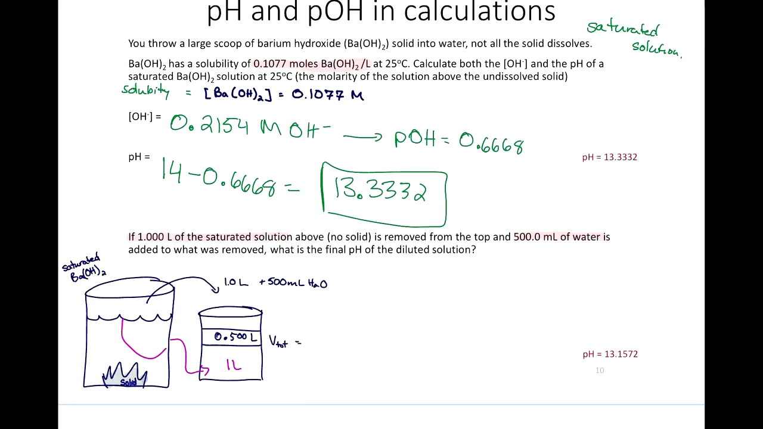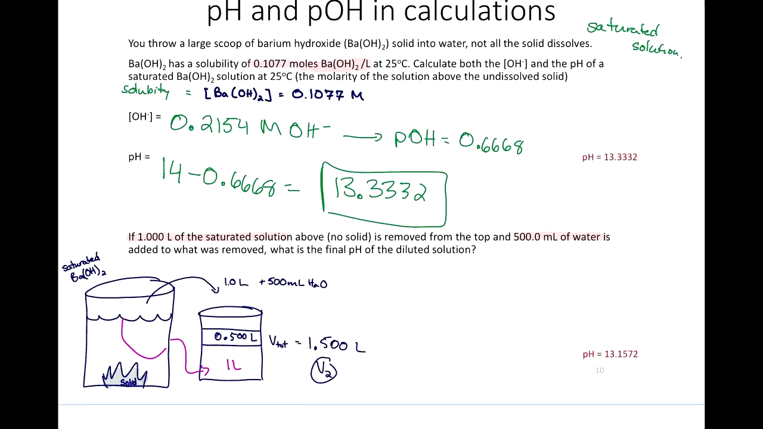It has a total volume of 1.5. How many zeros? Probably 3. Okay, 1.5 liters of solution. So this V total, this is my V2 in my calculation. What is V1?